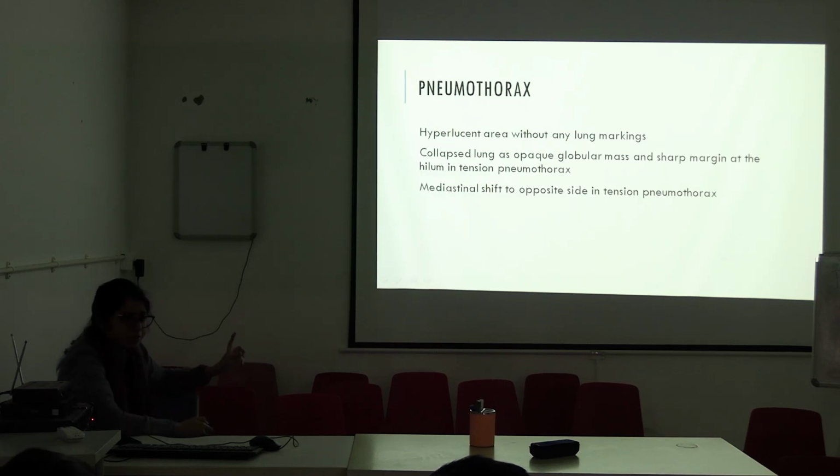Now we will talk about pneumothorax X-ray. Hyperlucent area, I will show you the pictures, don't worry. A hyperlucent area without any lung markings, collapsed lung will be seen as an opaque globular mass and having a sharp margin at the hilum. In tension pneumothorax, mediastinal shift to the opposite side.